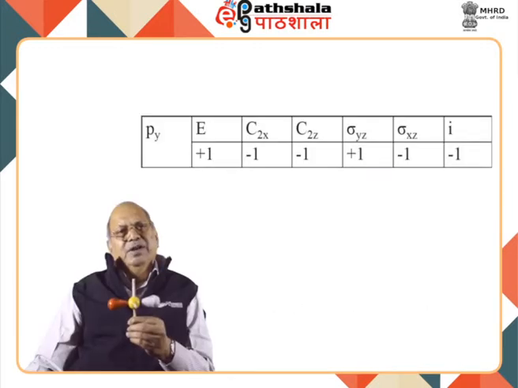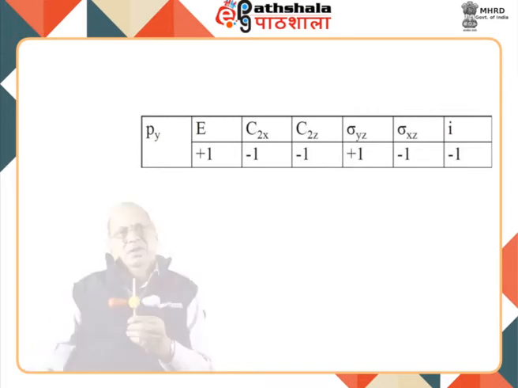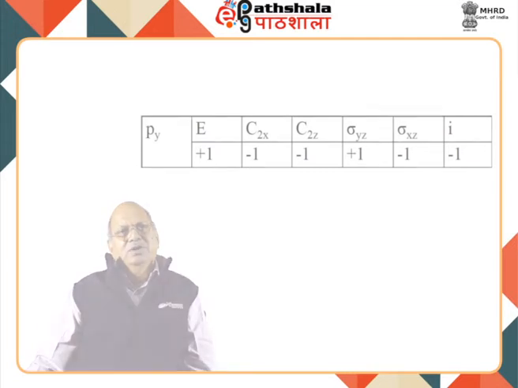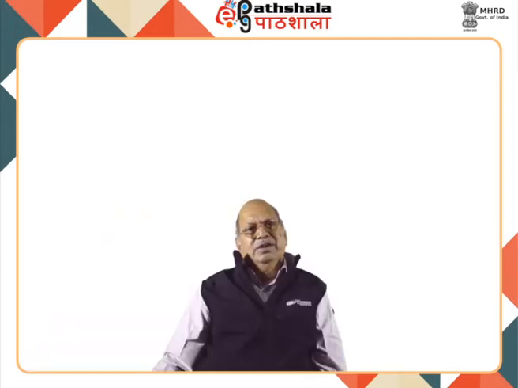and all these effects of these can be put down in the tabular form over here. That is, E gives me plus 1 effect, C2x gives me minus 1, C2z gives me minus 1, sigma yz gives me plus 1, sigma xz gives me minus 1, and I gives me minus 1. That is, I have complete like this.